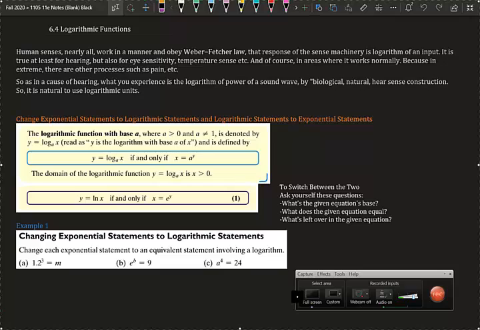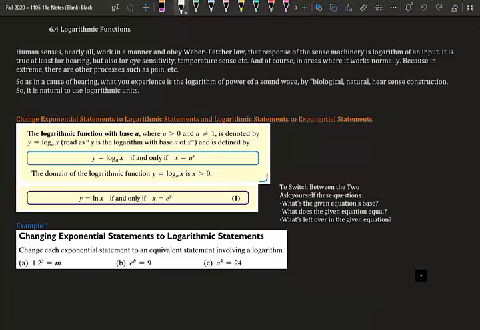So as in the case of hearing, what you experience is the logarithm of the power of a sound wave, by biological nature, by sense construction. So it is natural to use logarithmic units. Basically when we feel things, hear things, our body is taking that input and processing it in the brain as a logarithm. So that's why we study them.